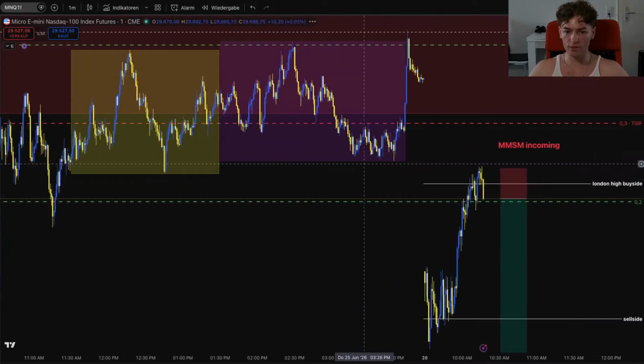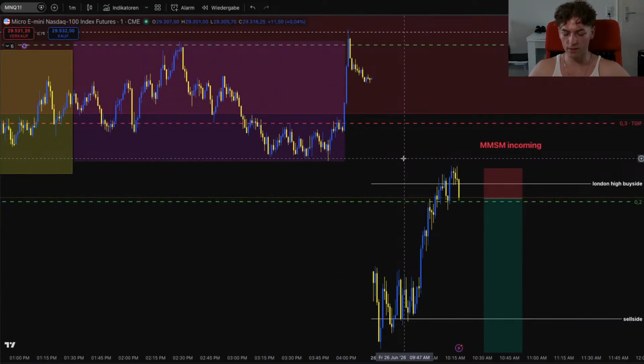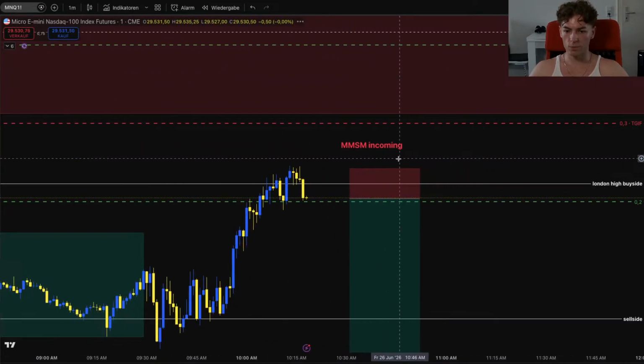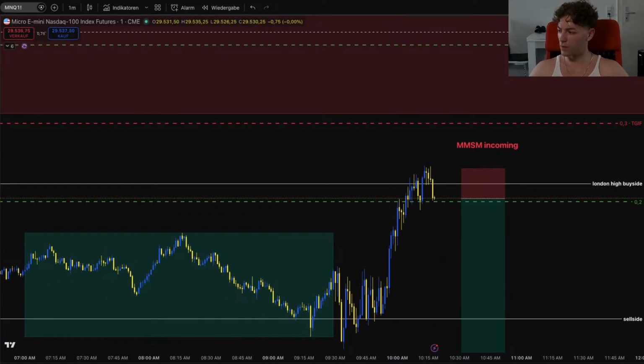Are we already reversing? That's a question. To be honest, I want to wait for the 10:30 or maybe even the 10:50 macro. I mean, yeah, we can see a reversal now, but I don't think it's had its move yet. Let's see.